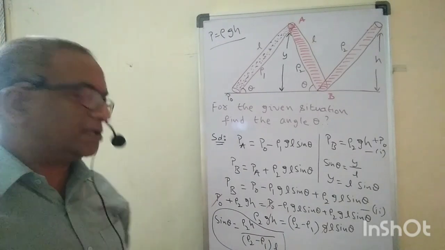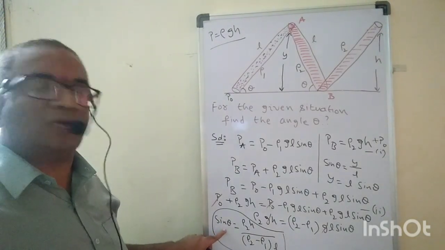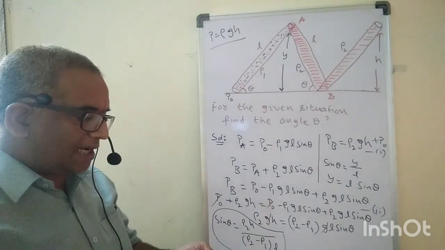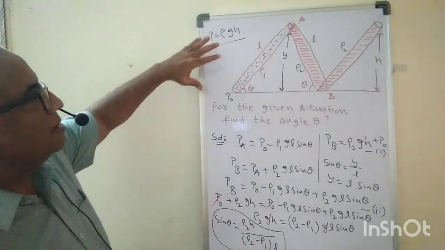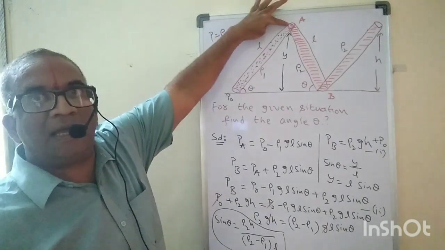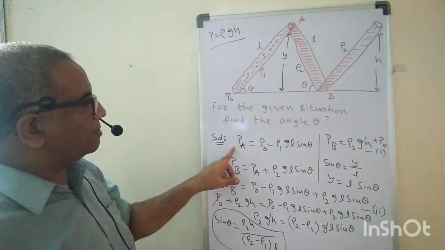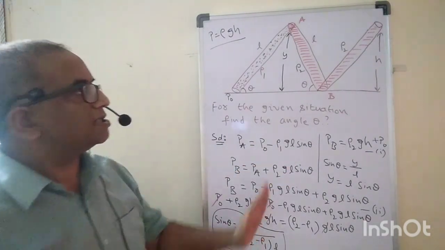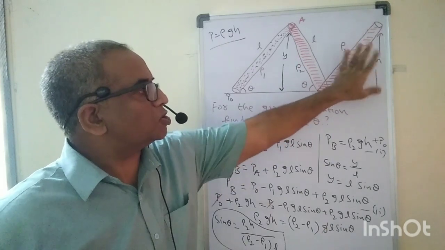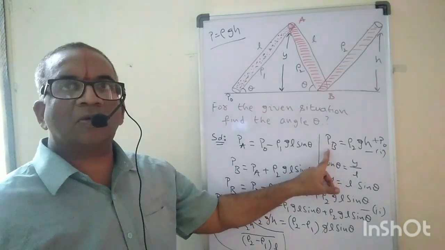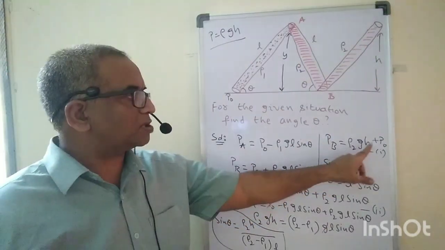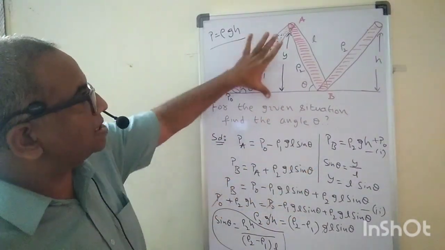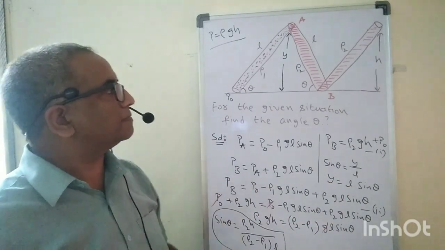Have you got this one? So sin theta is equal to rho 2 H by rho 2 minus rho 1 into L. Once again let me explain what I did here. We tried to find the pressure at A. What is the pressure at A? It's nothing but P naught minus rho 1 into GL sin theta. And due to this tube, pressure at B equals rho 2 GH plus P naught. Also we got y equal to L sin theta.